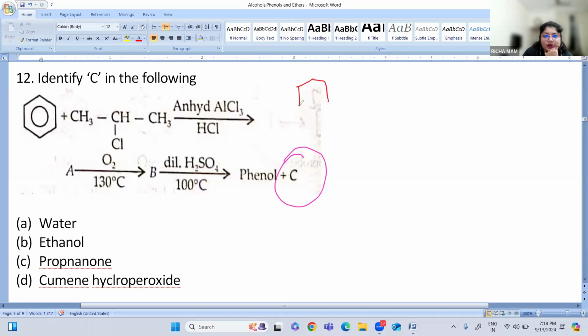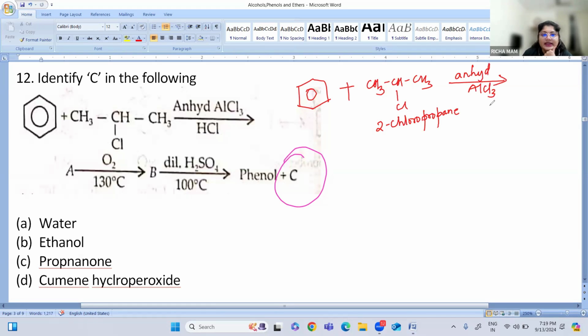So you have a benzene. You have CH3, CH, CH3, Cl. So that is 2-chloropropane. In the presence of anhydrous AlCl3, what will happen? Here your benzene will be substituted. You are going to get isopropyl benzene.